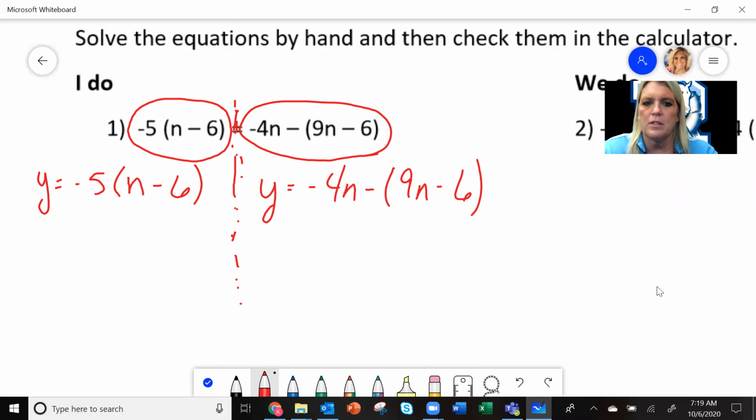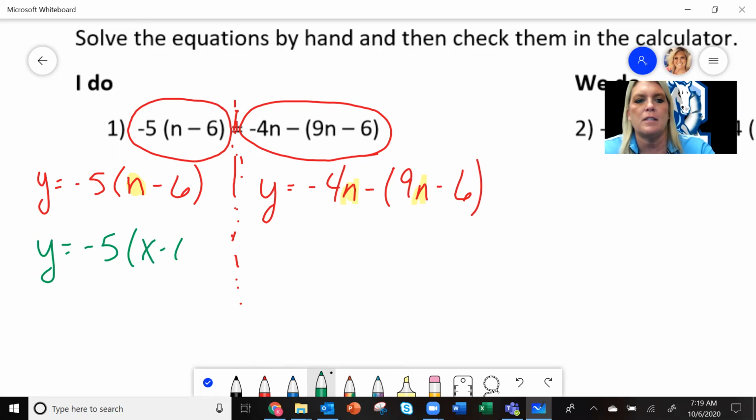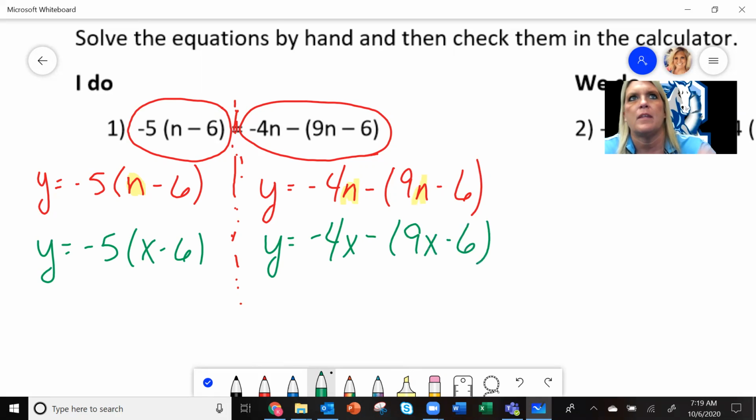So we're going to put those in the calculator. But one thing you have to realize is it's not going to recognize this n. We're trying to solve for n, so wherever those n's are, we're going to make it an x. So y equals -5 times (x minus 6). Y equals -4x minus (9x minus 6).